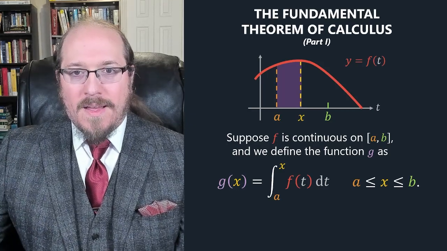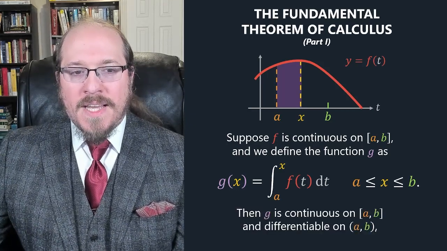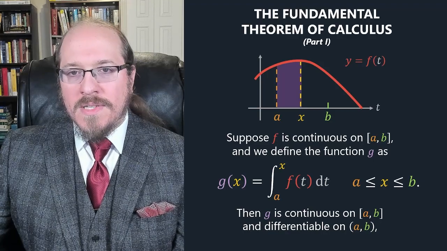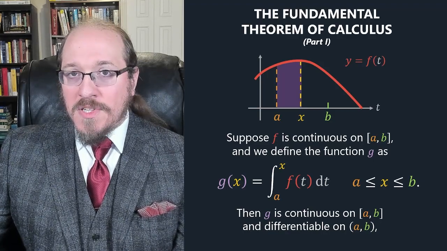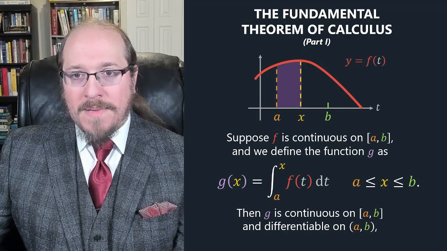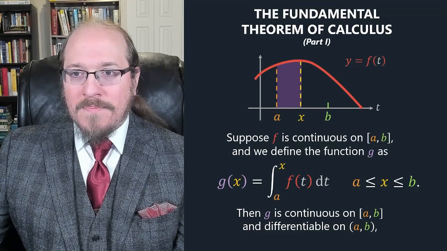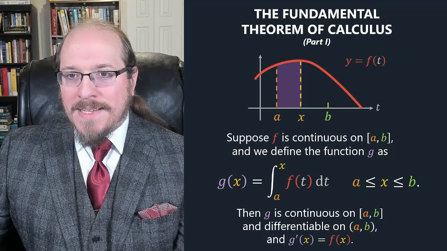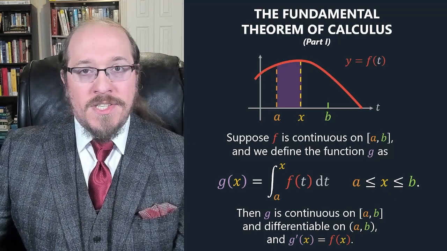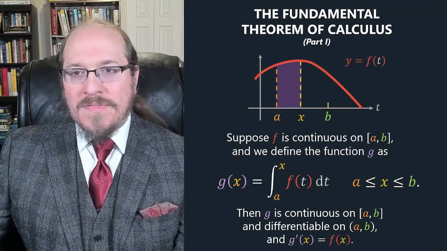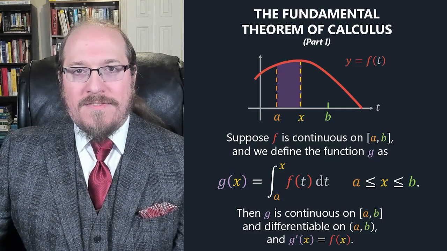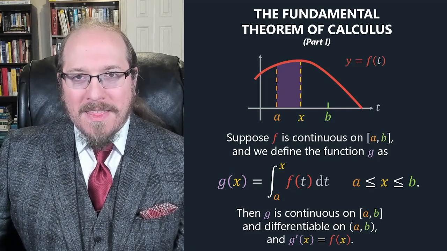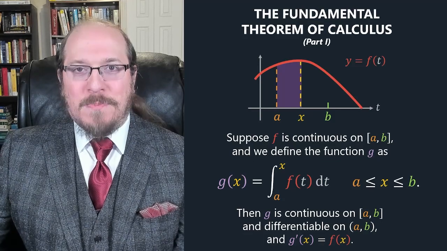Then that new area function g is continuous on the closed interval a to b, and differentiable on the open interval from a to b. And most importantly, the derivative of g is f. So that means the area accumulation function g is an antiderivative of the original function f. Okay? That's the theorem. Let's prove it.